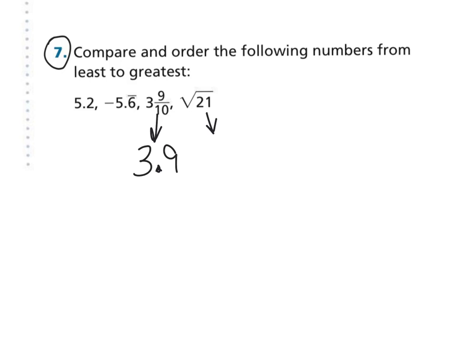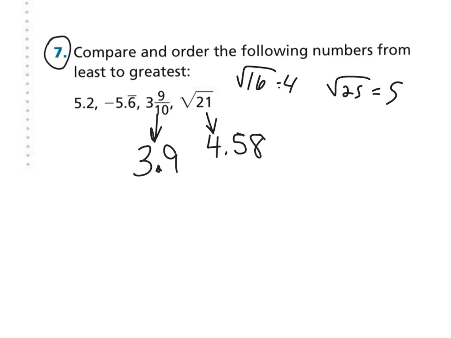Otherwise, we could guess where it's going to be. I probably have enough information here: it's in between the square root of 16 and the square root of 25. Square root of 16 is 4. Square root of 25 is 5, so it's going to be 4 point something. With the numbers they've given me, that's enough information. It's like 4.58 or something, but 4 point something is enough for this problem.